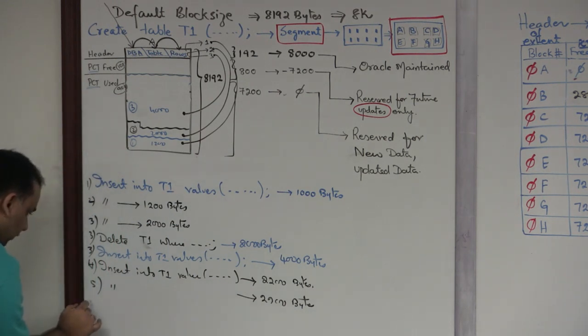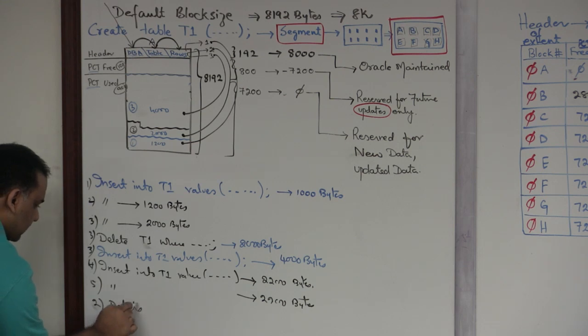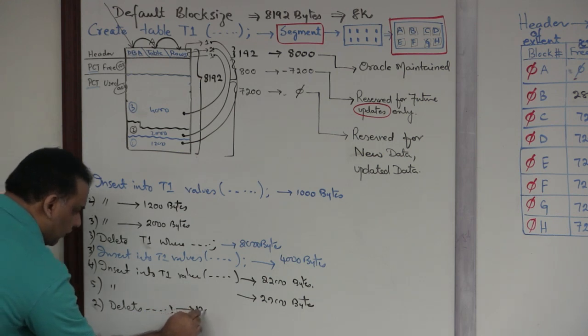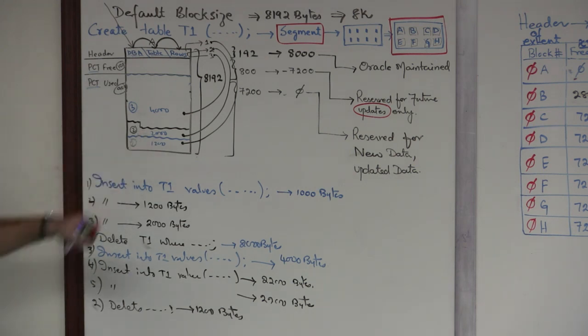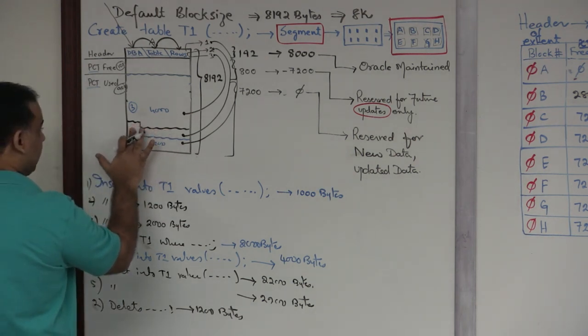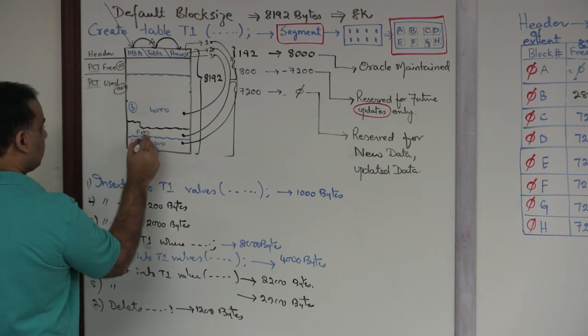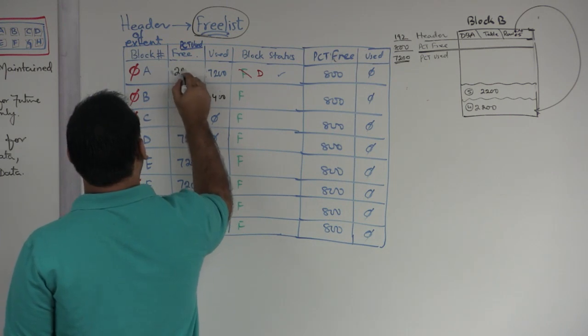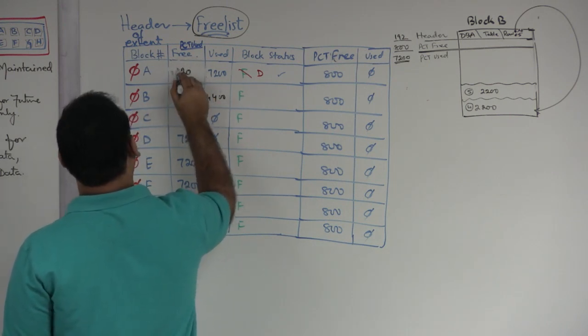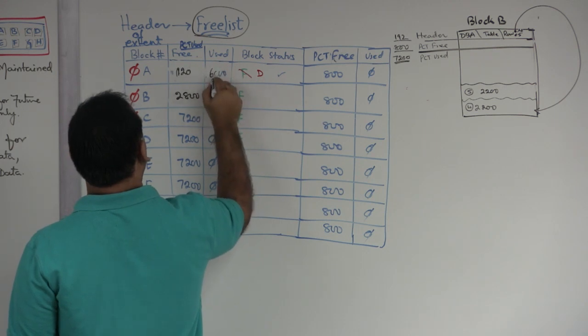Now let's say row number 2 is now deleted. So row number 2 is going to release 1,200 bytes. Now where is row number 2 hosted? Block A. So now can I say this space has been freed? As soon as this is free, that means I have 1,200 bytes available here, and I have used 6,000.